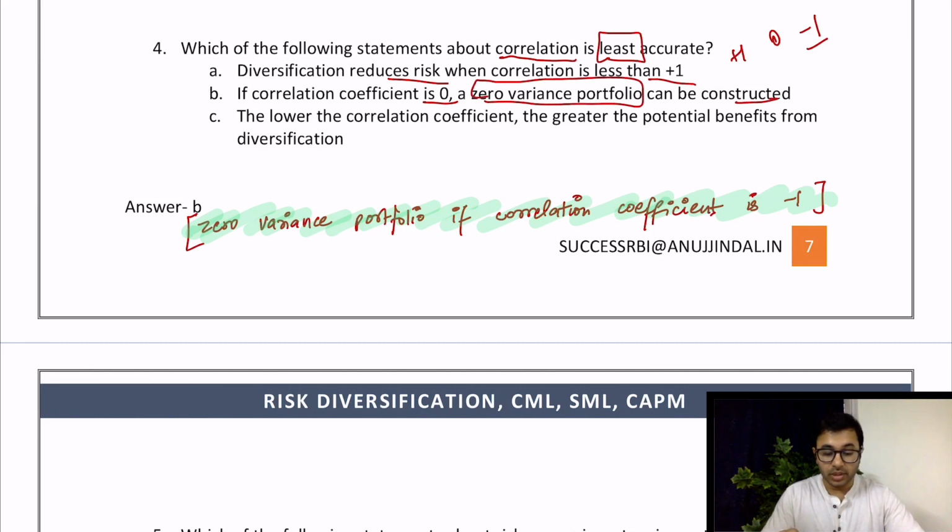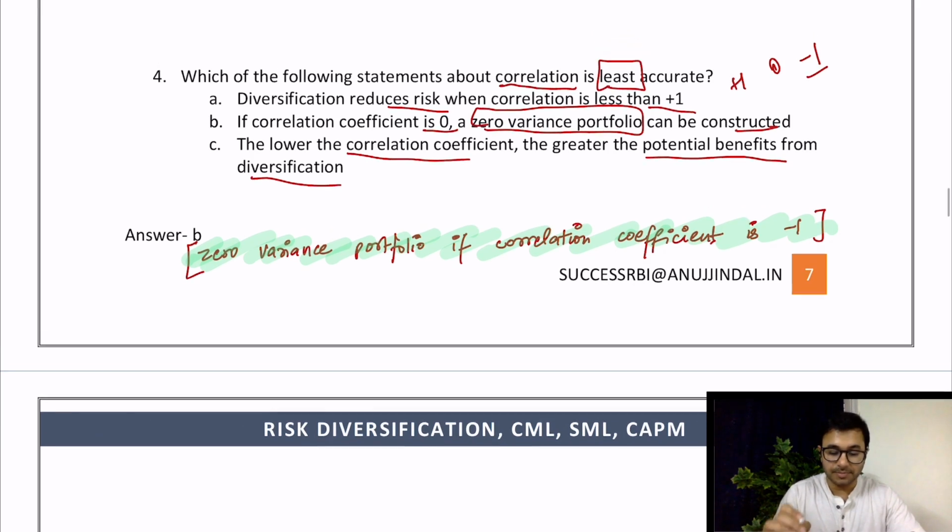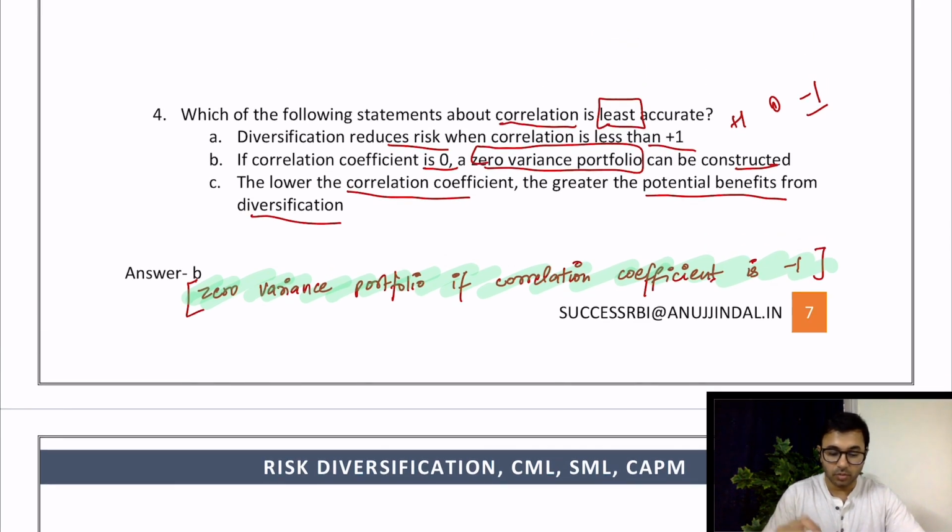The lower the correlation coefficient, the greater the potential benefits from diversification. Let me explain it to you so that you are able to understand it. What exactly is this saying? You might have got confused. I think first one is clear.